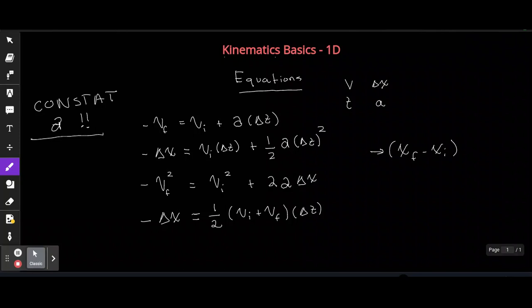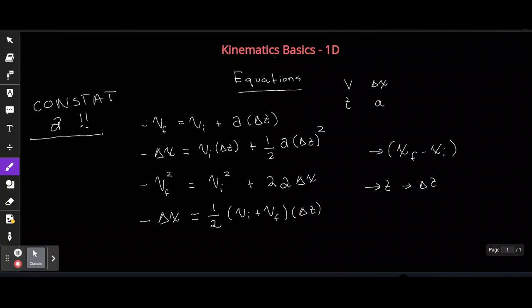The reason that I also wrote the time as delta t is because sometimes you need to be careful and remember that initial time does not always start at 0 seconds. So that is something you also need to pay attention to. Now I'm going to go over some practice problems using these equations.